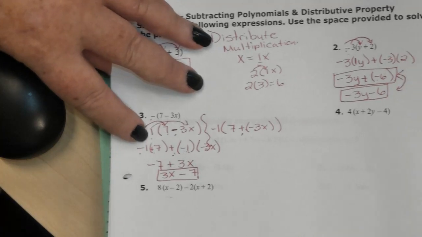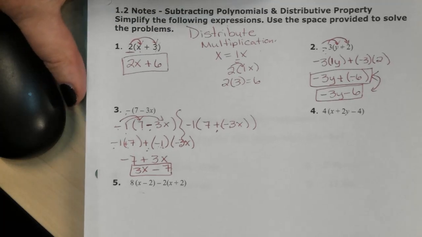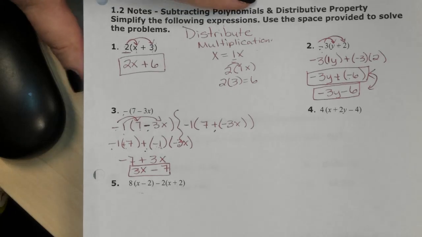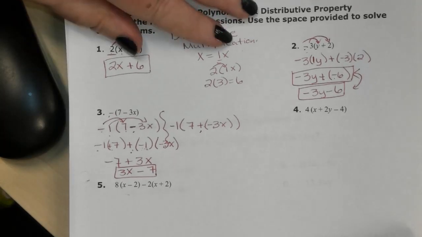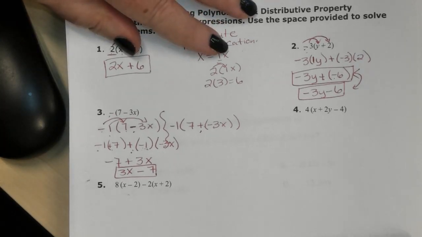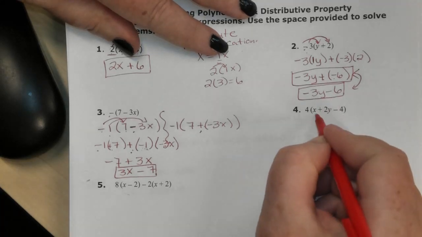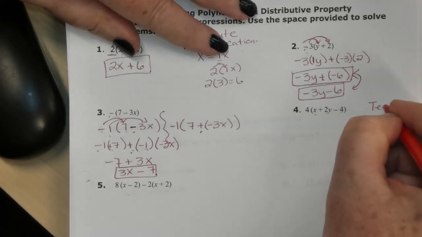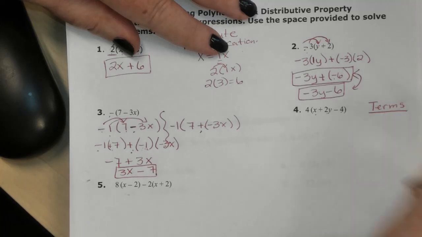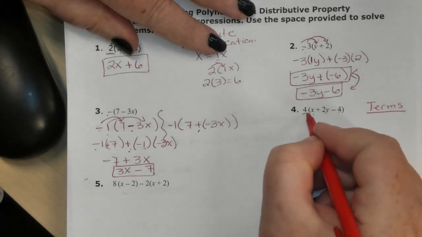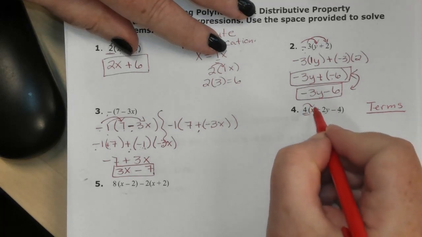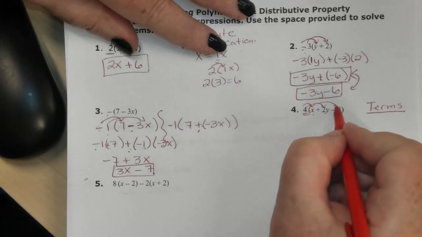All right, let's do number 4. Remember, you can pause this at any time to stop and write and think. I'm trying to just not make the video too long. The beauty of YouTube is you can pause, rewind, stop, think. All right, this one has 1, 2, 3 terms. All 3 terms are going to get multiplied by the 4. So let's distribute the 4 to all 3 terms.